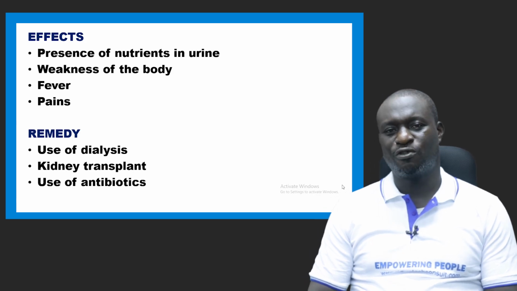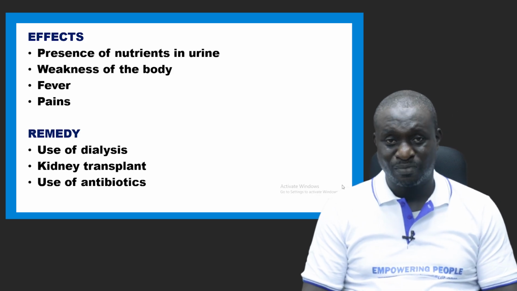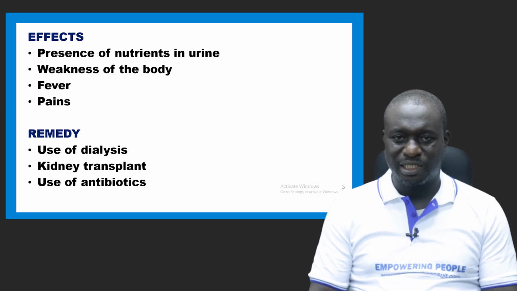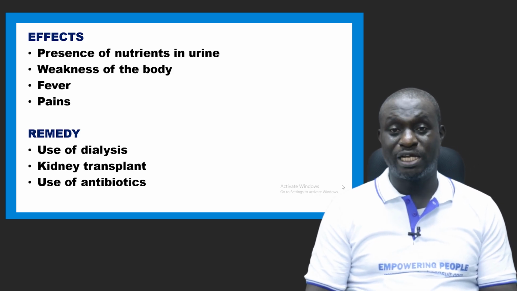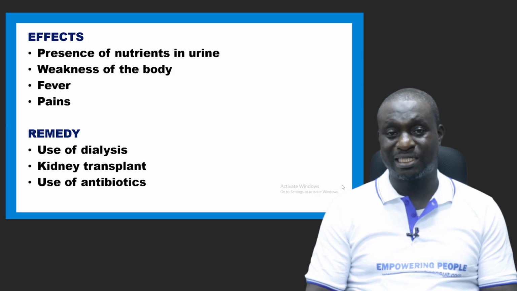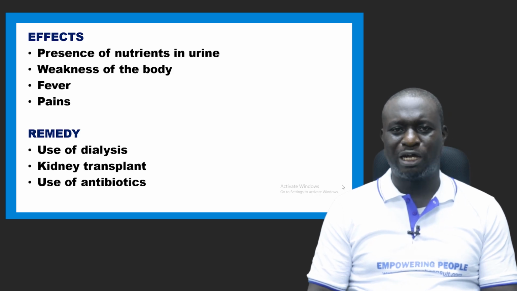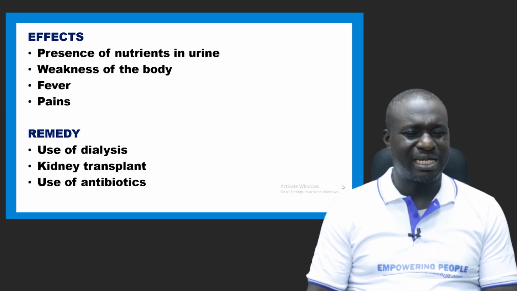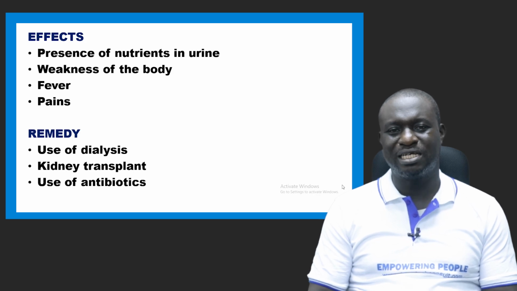Now, one of the effects of kidney nephritis is the presence of nutrients in urine. When we're talking about nutrients, we're looking at amino acids being present in urine, glucose being present in urine, and all these other nutrients, the fatty acids and glycerol being present in urine. Once you diagnose that nutrients are present in urine, that is not a good sign. It is either that the person has kidney nephritis.